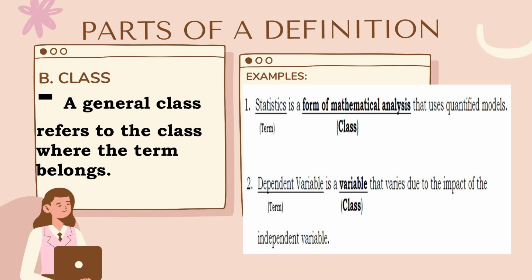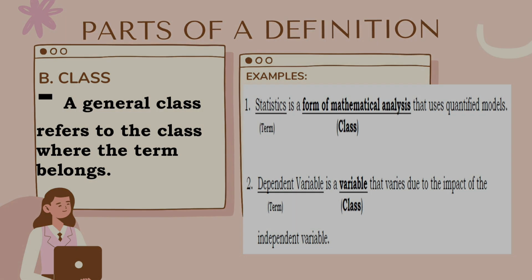That is why it is important for us to always include the class or general class to which our term belongs. Same goes with number 2. Dependent variable, which is the term, is a variable. This is the class where it belongs. That varies due to the impact of the independent variable. So that's how we will include the class in writing our definition.